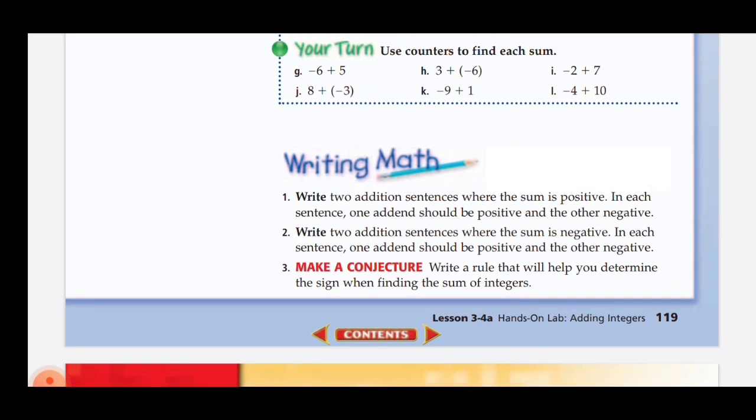Writing math. 1. Write two addition sentences where the sum is positive. In each sentence, one addend should be positive and the other negative. 2. Write two addition sentences where the sum is negative. In each sentence, one addend should be positive and the other negative. 3. Make a conjecture. Write a rule that will help you determine the sign when finding the sum of integers.